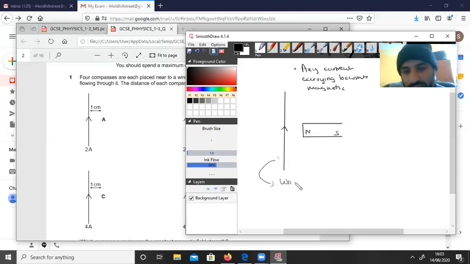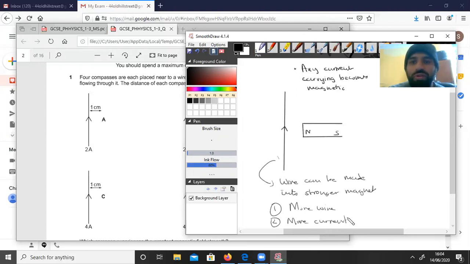Now, this wire, if I want to make it a stronger magnet, the wire can be made into a stronger magnet with three things. How can I make this wire into a stronger magnet? Add some more wire. Yeah, more wire works. Very good. So basically, more wire, or you coil it, so you have a lot of wire in one place. Does that make sense? The second bit is more current. If there's more current in it, it becomes a stronger magnet.